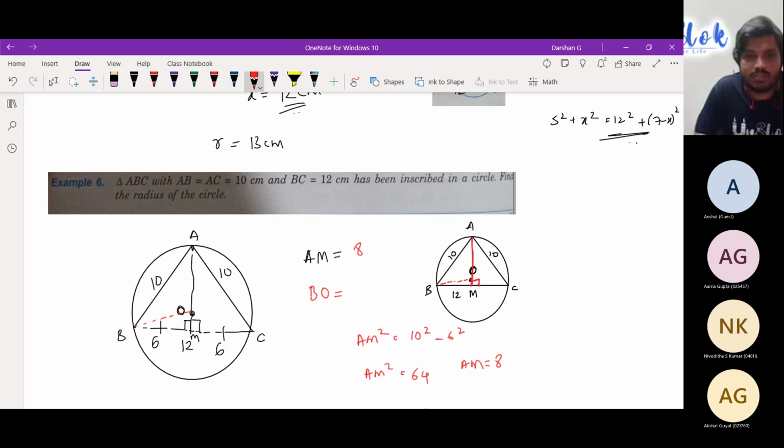So again, BO is equal to root of 12 square plus 6 square. No, 6 square plus 8 square. Is it 8? Complete one is 8. How much is it? Yes, sir, AM is 8. AM complete is 8. What about the MO?